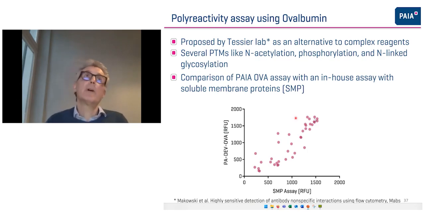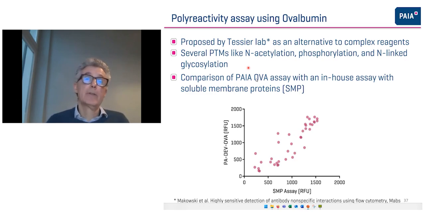And things become a little more tricky when you're looking at polyreactivity, because there the assays that you want to compare with are less robust than chromatography. So looking first at the polyreactivity assay using the ovalbumin, a little bit of background. Ovalbumin is a molecule that was proposed by the lab of Peter Tessier as an alternative to soluble membrane protein-based assays, because the molecule has a low pI. It carries several post-translational modifications. So there's some potential for different kinds of interactions with an antibody.